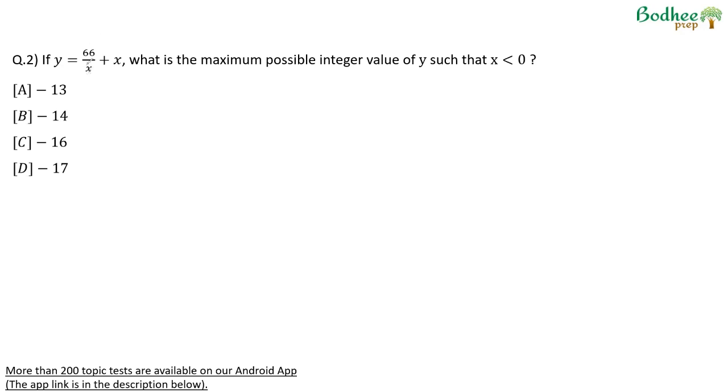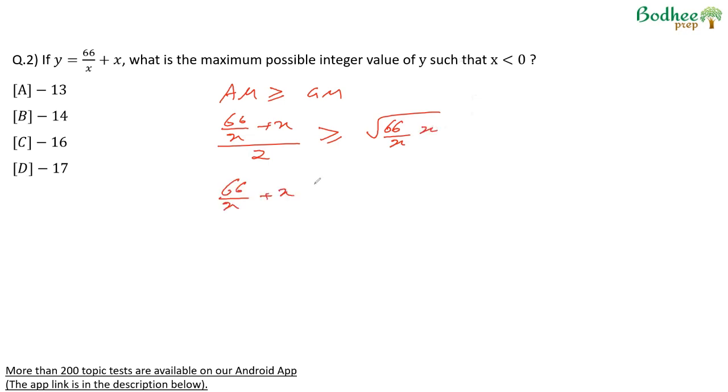Y is equal to 66 by x plus x. What is the maximum possible integer value of y such that x is less than 0? Now, we know that AM is greater than equal to GM. Therefore, 66 upon x plus x by 2 will be greater than equal to under root of 66 upon x into x. Therefore, 66 upon x plus x should be greater than equal to 2 into root 66.